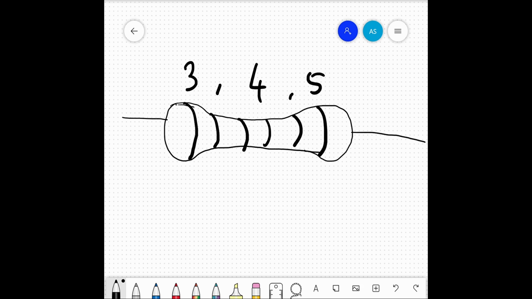Usually these stripes will be flushed together to one side of the resistor. If not, you can also look for the gold or silver stripe, which will represent the last stripe of the resistor. Sometimes resistors don't even have any gold or silver stripe at all.